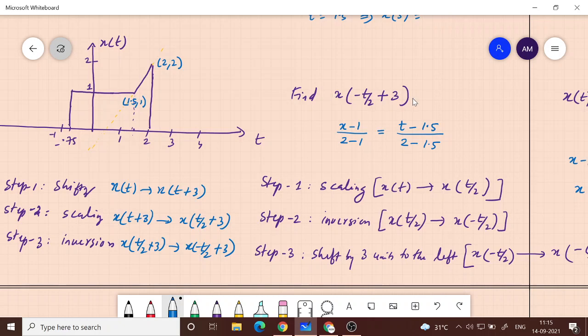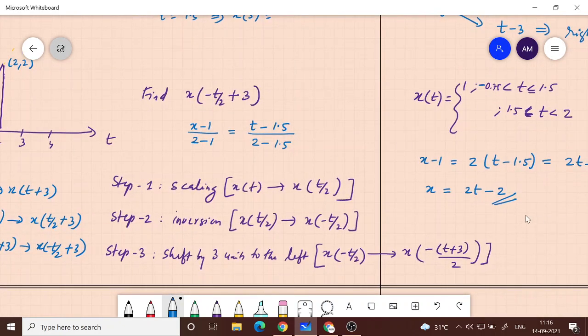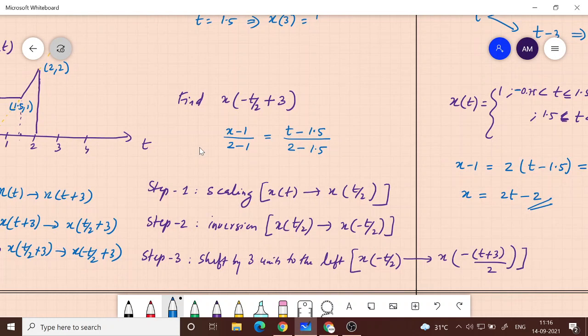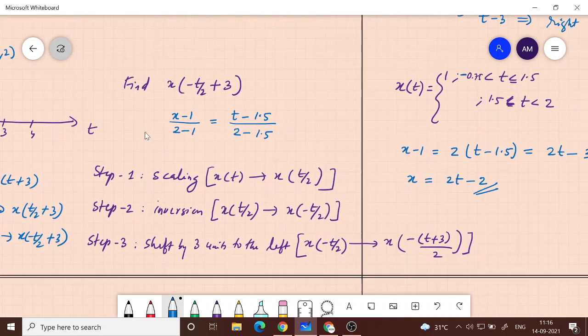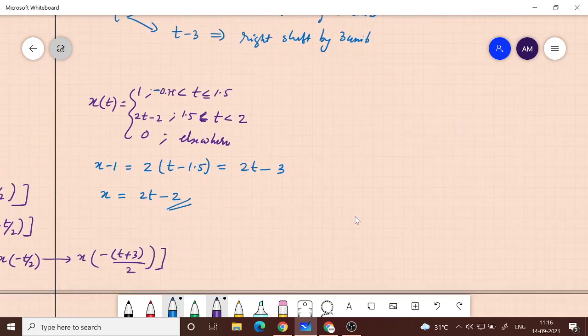Another way we can verify is to put in the values. If you put t equal to 1.5, that is 3 by 2, so 3 minus 2 is 1, correct? And if you put t equal to 2, that is 2 into 2, 4 minus 2, that is 2. It satisfies both points, so that is good enough. So you can write it as 2t minus 2 and then 0 elsewhere. This is the mathematical method.